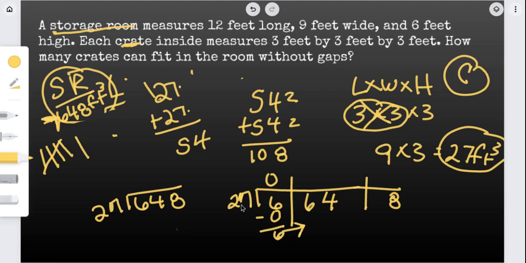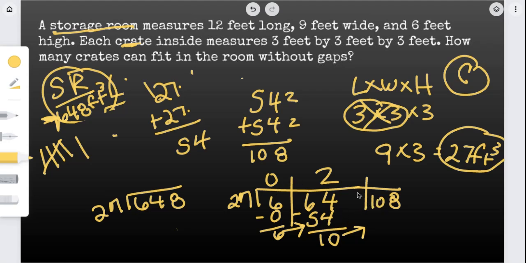Think, how many groups of 27 would fit into 64? Well, 27 is pretty close to 30, but I already have done some work here. Well, I see that two groups of 27 is 54. I'm going to go with that. So two groups of 27 I already know is 54. So then I'm going to subtract and get my 10 and move my 10 over.